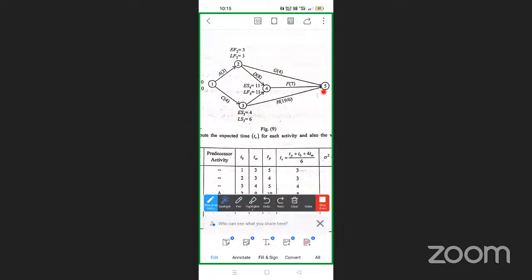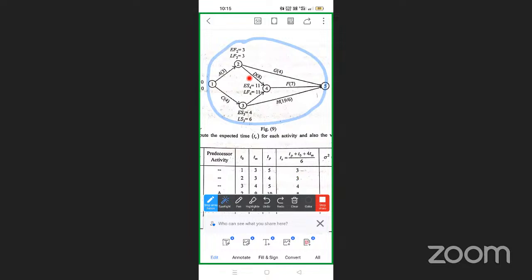Similarly, 3 to 5, the distance is 19 by 6. It is the same as the previous class method of how to draw a network diagram, from the previous two classes, using activity and distance. TE is nothing but the distance between nodes. So this is the network diagram.